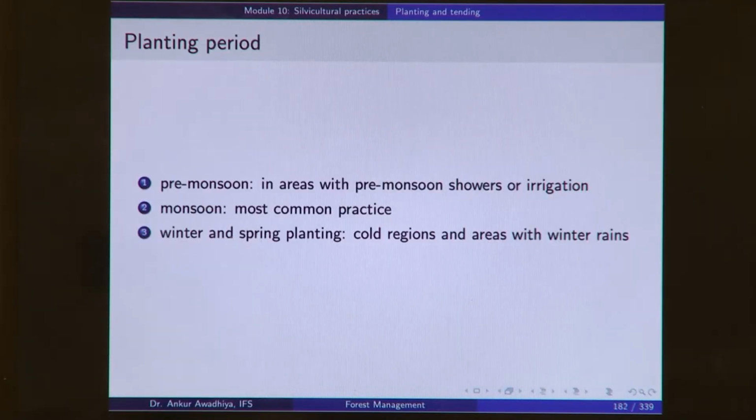control. Now, planting can be done in three different periods. In most of the areas we do planting in the monsoons, but in those areas where we get pre-monsoon showers or those areas where we have irrigation, we can extend the growing period by doing a pre-monsoon planting, and in those areas which are cold or receive winter rains, we can also do winter planting or even spring planting.